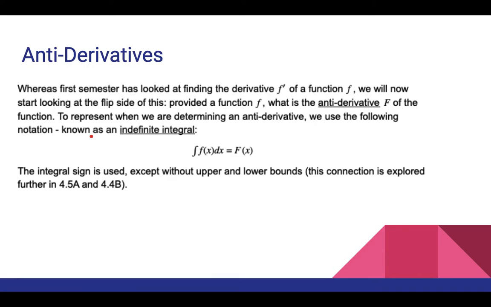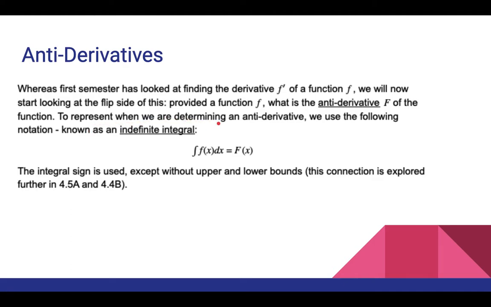Let's put this in more concrete terms because that sounded a little bit esoteric. Whereas first semester looked at finding the derivative f prime of a function f, we will now start looking at the flip side of this. Given a function f, what is the antiderivative, capital F, of the function? We'll call it capital F or big F for notational purposes.